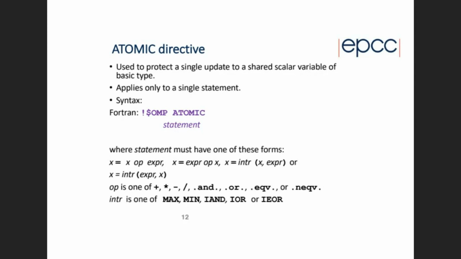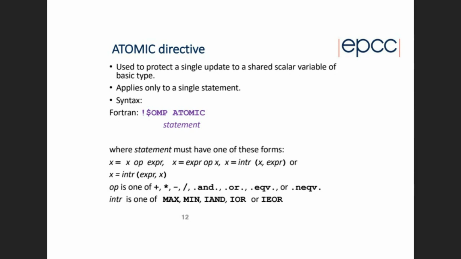Okay, so the next one is atomic. Atomic is used to protect a single update, and it only applies to shared scalar variables of basic type, with the qualification that a scalar variable here can be an element of an array. So not an entire array or a pointer to an array, but scalar variable here includes elements of arrays of basic types.